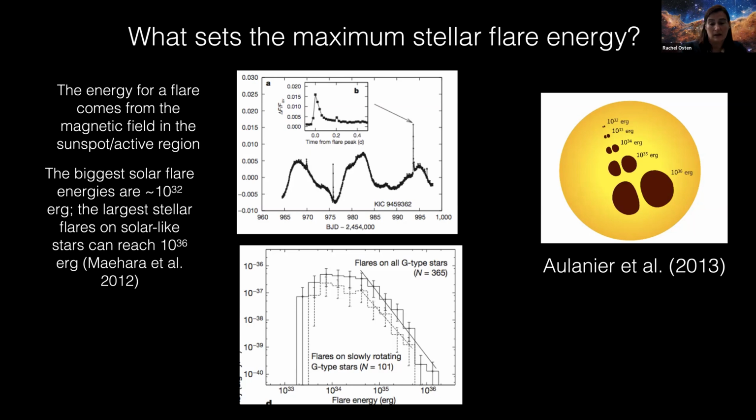When you look at the aggregate statistics from these slowly rotating G-type stars, you can see flare energies that extend up to 10 to the 36 ergs, which is about 4 orders of magnitude larger than the biggest flare that we've seen on the sun in historical records. So there is a natural question that comes up: if other solar-like stars can make these super flares, what's the likelihood that the sun could do this? The plot that I'm showing on the right is just a toy model looking at the relationship between a star spot size and the amount of energy that could be released in a flare. And for some of these super flare events, you need fairly large sunspots.